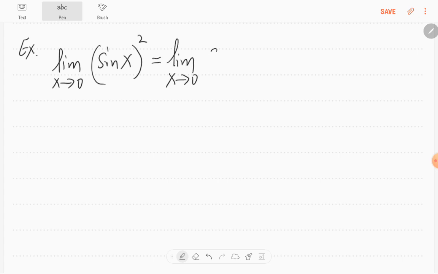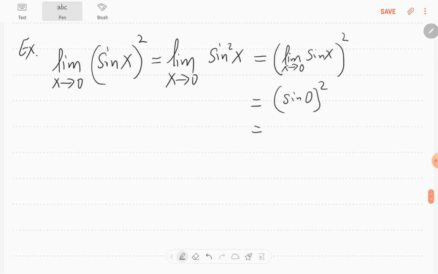Sine x, the whole thing squared, we can write as sine squared x. So that means you can take the limit. We know for the power function, a composite function, this is the outside function. Then this would be the limit as x approaches 0 of sine x, then take the square. So the limit of sine x as x approaches 0 is sine 0, and then squared. Sine 0 equals 0. So 0 squared is equal to 0.